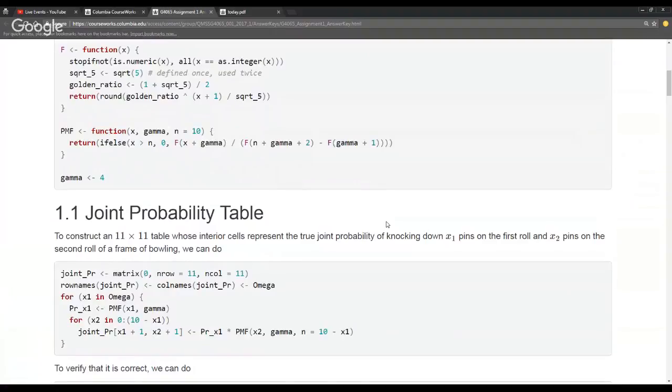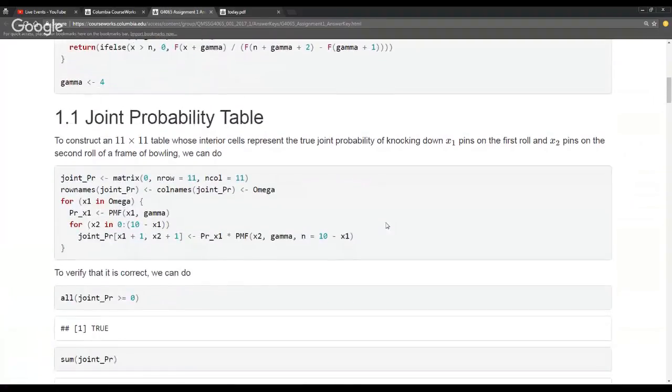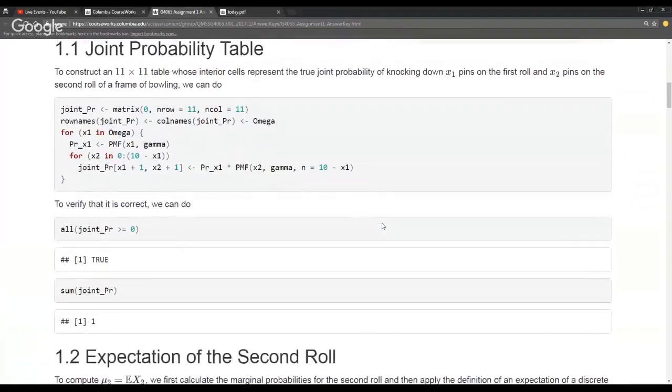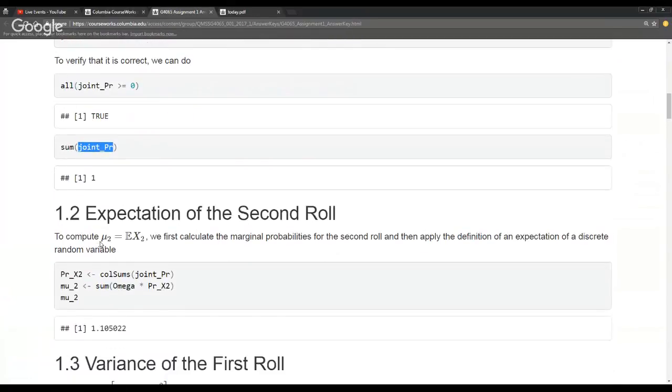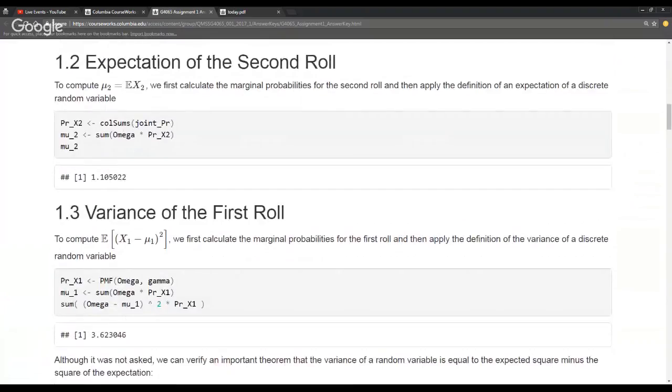So I think people had a pretty easy enough time during the first few. This was pretty much the same as what we did in class. You can always check whether you made the 11 by 11 table right by verifying that it's non-negative, and then it sums to 1. The expectation and the variance can easily be obtained just by applying the definition.